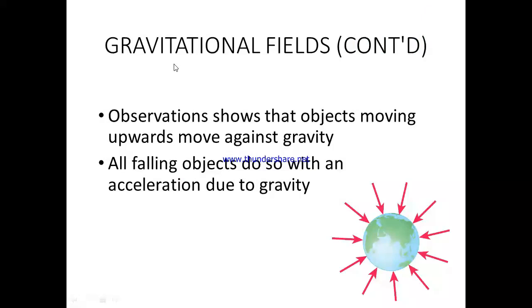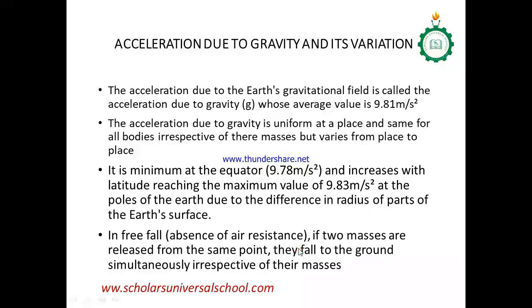So with gravitational fields, we have observed that objects move upward against gravity, and falling objects do so with an acceleration due to gravity. That means gravity is acting downwards. So if you move upwards, that means you are going against gravity. The other one, falling objects do so with an acceleration due to gravity. That means this force has a phenomenon behind it, which we call acceleration due to gravity.